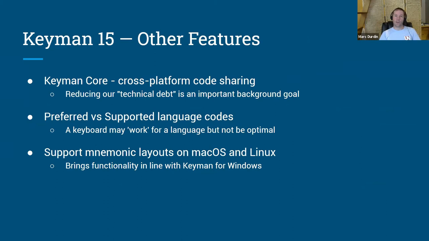So that's our core feature that we'll be working on, and that will be the majority of our effort. But we do have three or four other things that we want to do as well. One of the things we're going to do in the background is clean up some of our code by reducing the duplication across different platforms. We call that our Keyman core effort.